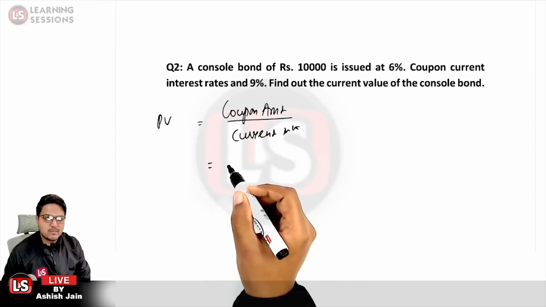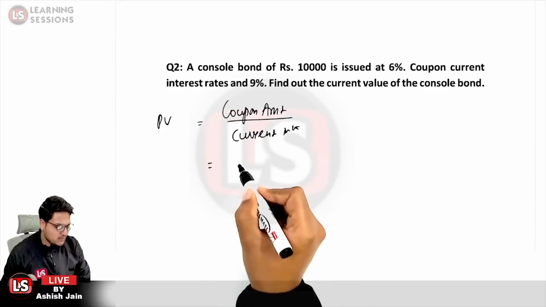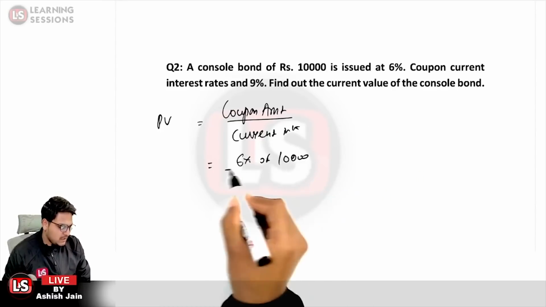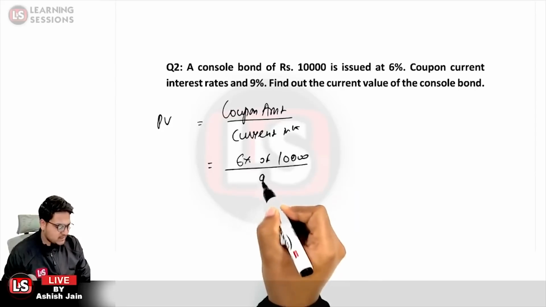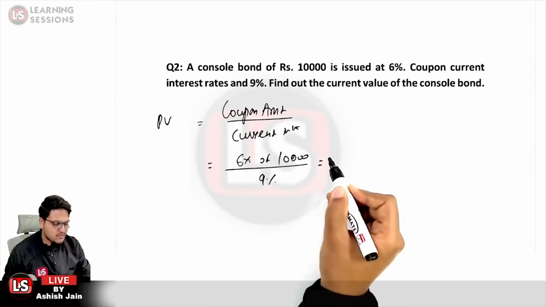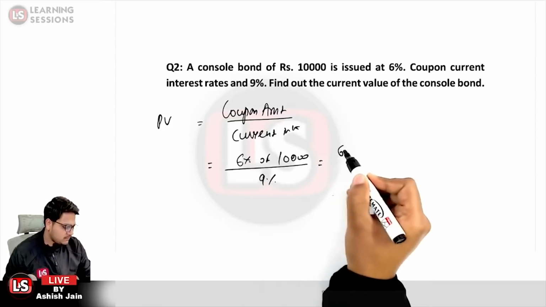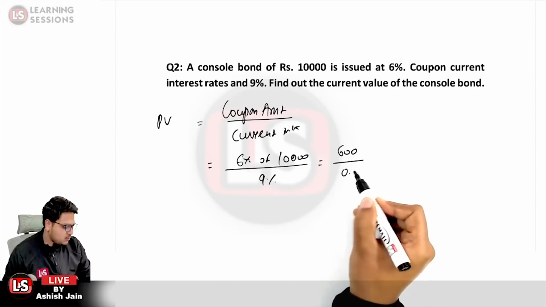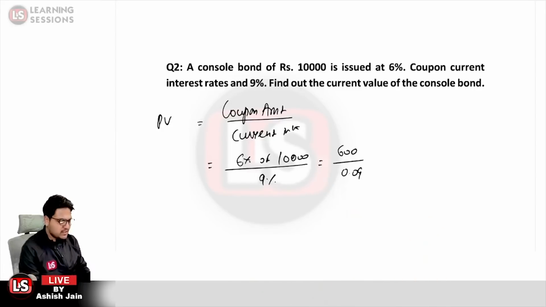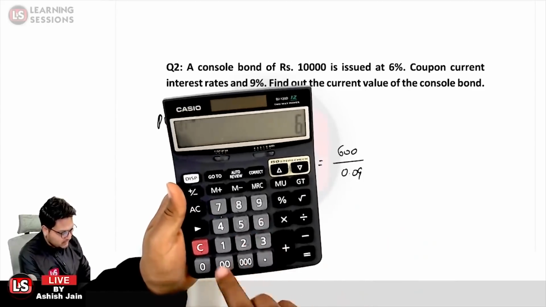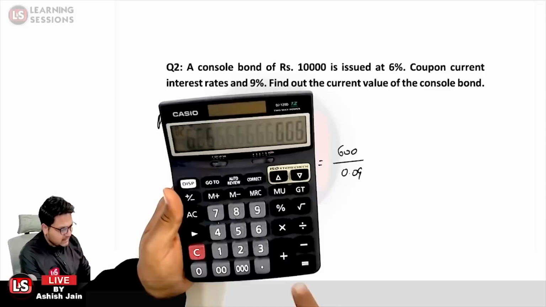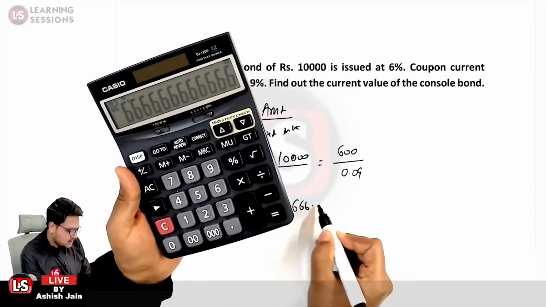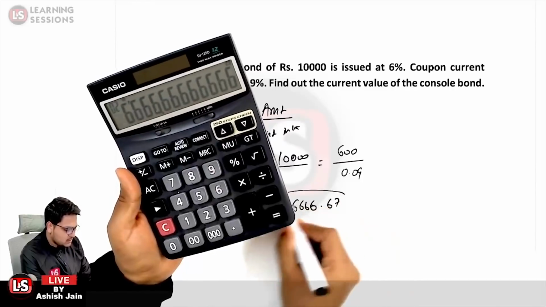So the coupon amount is 6% that you are receiving. So it will be 6% of 10,000 divided by 9%, which is the current interest rate right now. So 6% of 10,000 is equal to 600. And further, divided by 9%, that is 0.09, converting it into decimal. So it comes out to be 600 divided by 0.09, that is equal to 666.66. So that is the present value of the console bond.